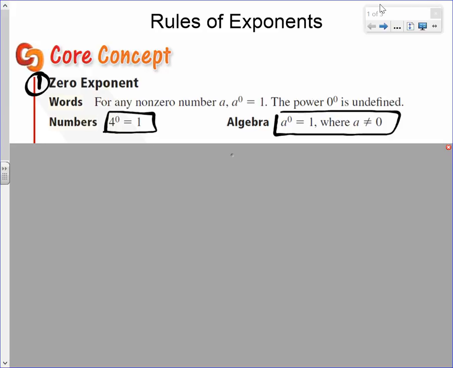It's kind of weird and funky. So this is the first rule. If you come across a 0 exponent, it's going to be 1. The answer will be 1. That's all this is saying. Nothing more, nothing less. So we're going to put a number 1. It's called the 0 exponent rule. Write that down.